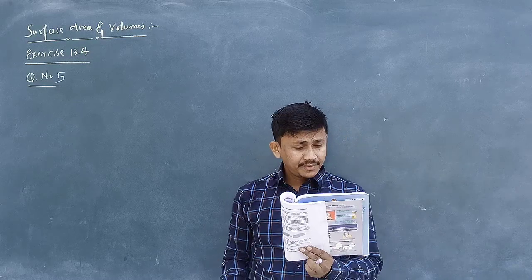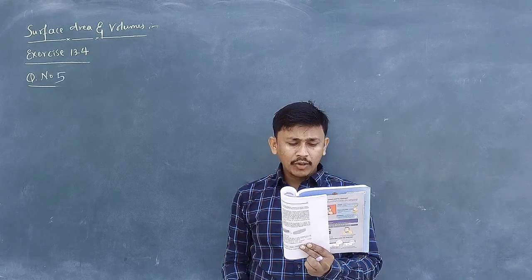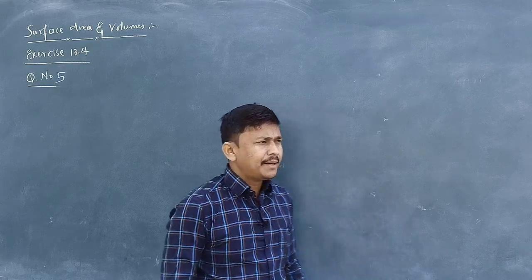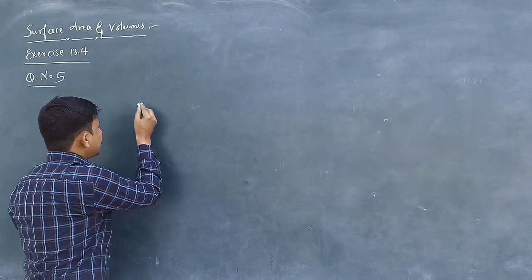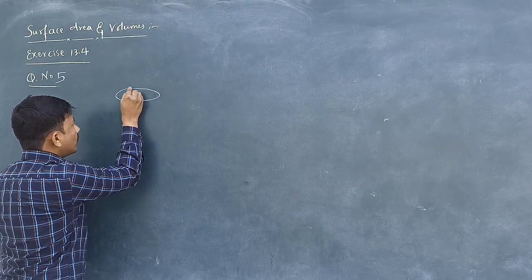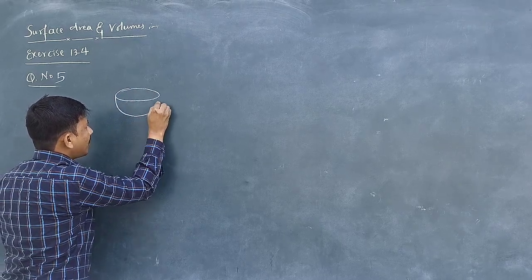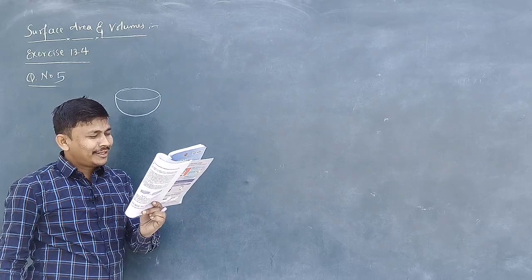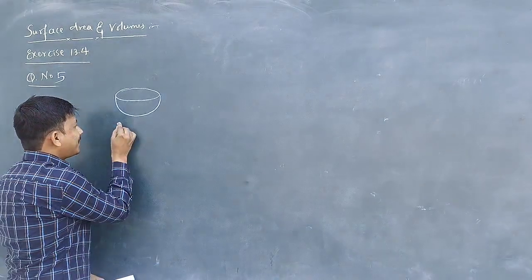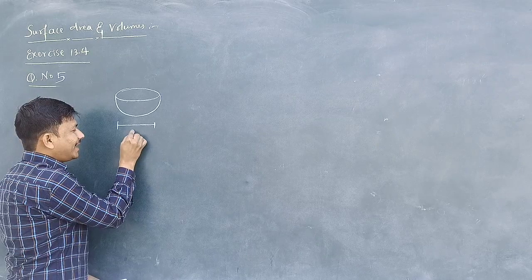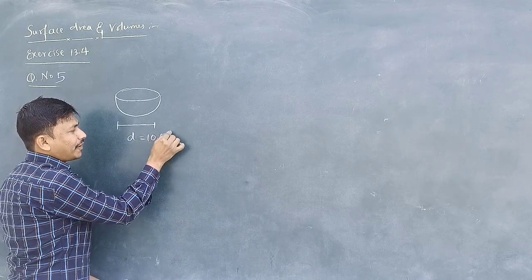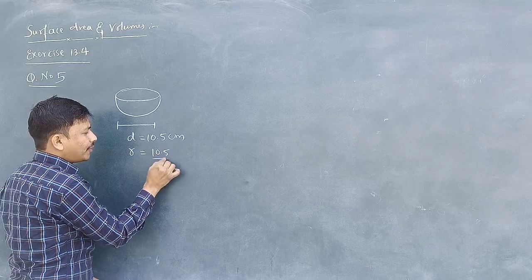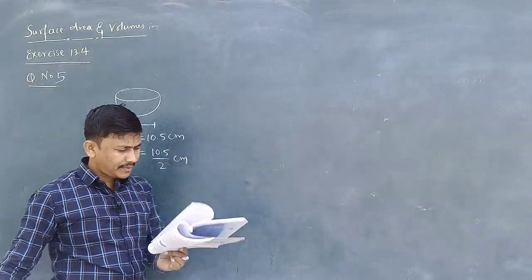Fifth question. A hemispherical ball made of brass has inner diameter 10.5 centimeter. There is a hemispherical ball. What is this? This is the ball. The ball is having the diameter. What is the diameter? Diameter D is equal to 10.5 centimeter. What is the radius? 10.5 divided by 2 centimeter.